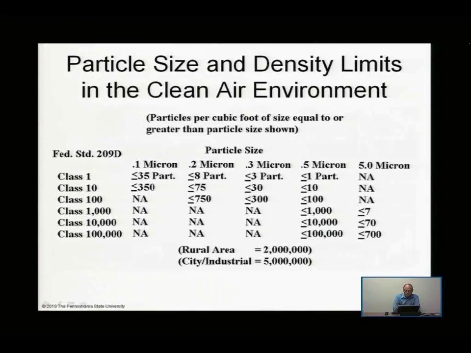And just to give a sense for these class numbers, if you were to be in a farm area, rural area, the class, using this kind of classification scheme, would be Class 2 million. And if you were in a city, the class would be about 5 million. And to further calibrate you, a typical hospital operating room is about Class 100,000.